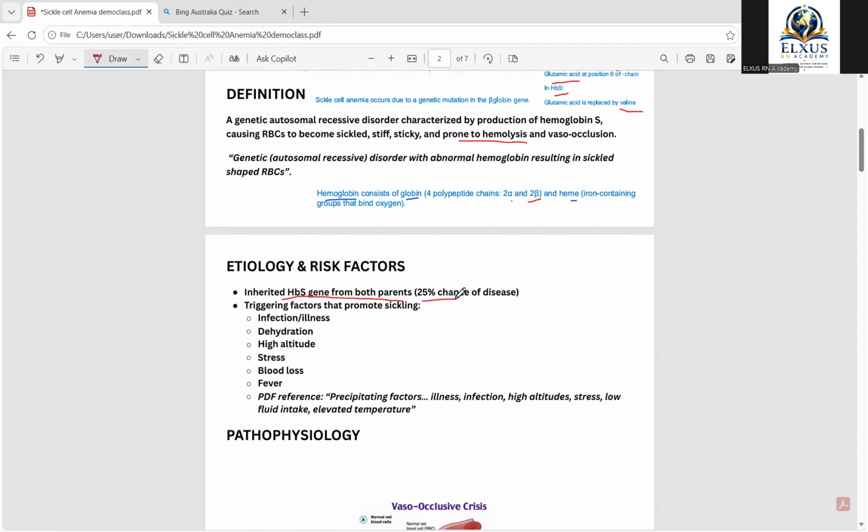So the main triggering factors are infection, dehydration, and high altitude. That means when you are moving to a high altitude, like mountain climbers, okay, and also extreme stress, blood loss, and fever. These are the main etiological factors which cause the sickle cell anemia.